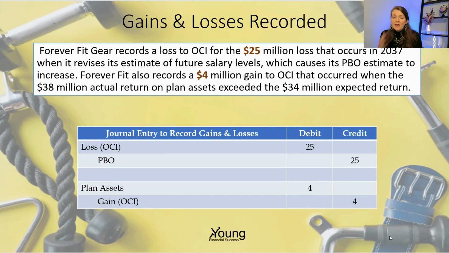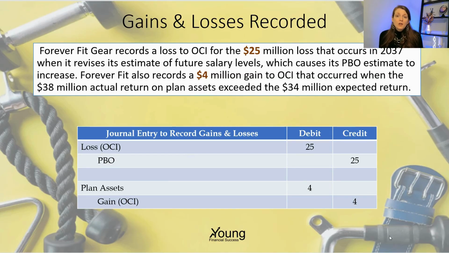We are going to debit that 25 million. And then we are going to credit the projected benefit obligation. We're going to credit that liability for the additional 25 million that we need to have set aside because now we're thinking the salaries are going to be higher when these employees retire.